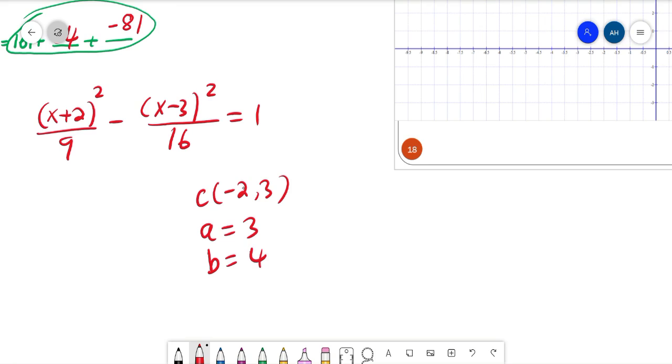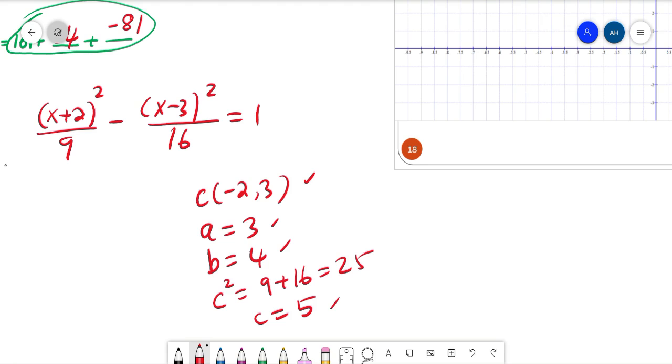Now, what is the value for c? c squared equals a squared plus b squared, that is 9 plus 16 equal to 25. So c equal to 5. Okay, the center we have, a we have, b we have, and c we have.